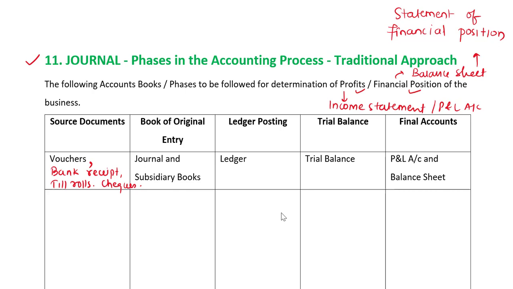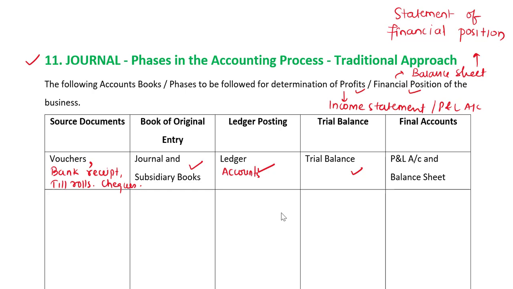Then books of original entry. What will we do in the books of original entry? We will write journal and subsidiary books. After preparation of journal and subsidiary books, we'll do ledger posting in ledger accounts or ledger books. Then we will prepare trial balance. And at last, what will we do? We will prepare final accounts.